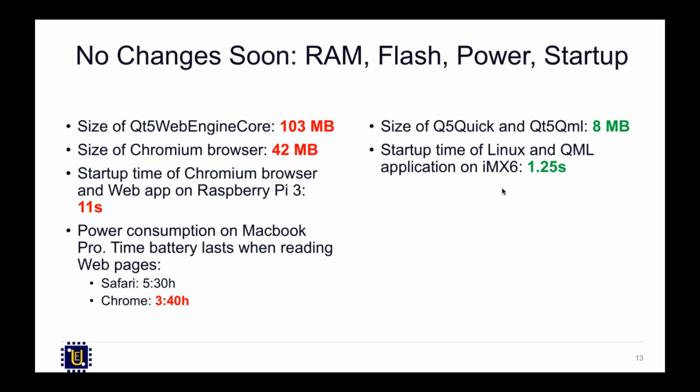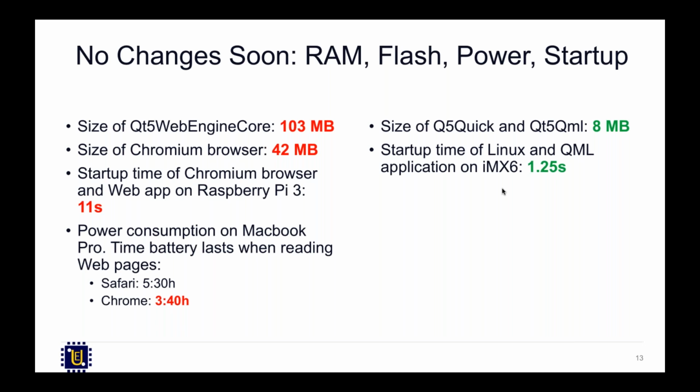The startup time of the Chromium browser and the web app is 11 seconds on a Raspberry Pi 3, which is a pretty powerful system already. It's 11 seconds until you can interact with your application. And that's thanks to the guys from Sequality, from Austria, who actually did a technical comparison between Qt and web. That's their numbers, so they tried it out: 11 seconds.